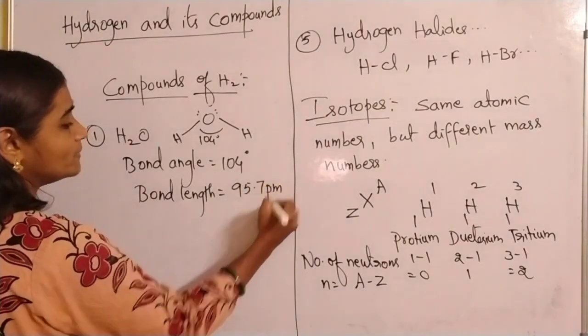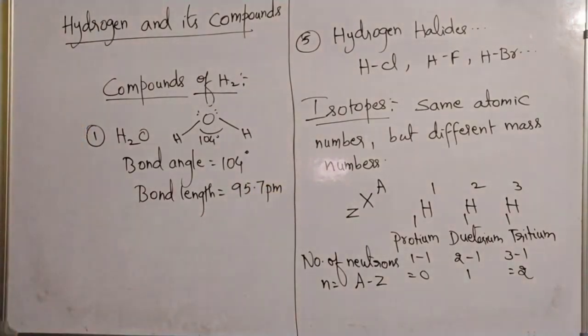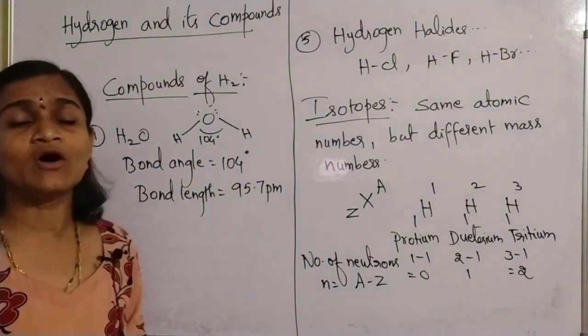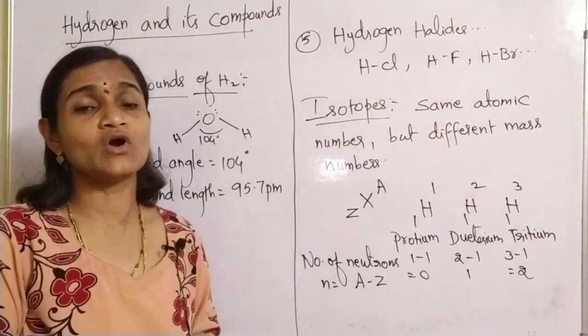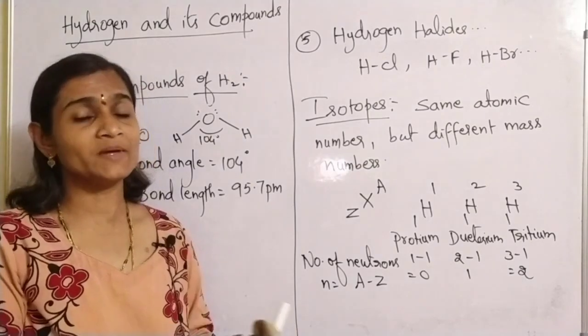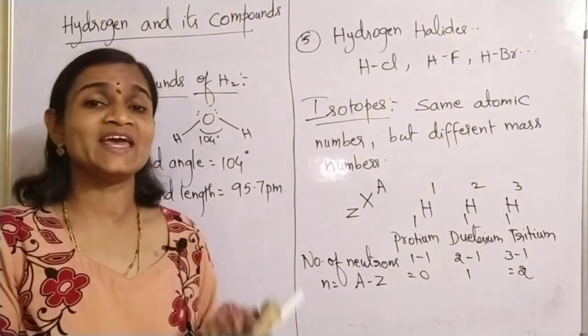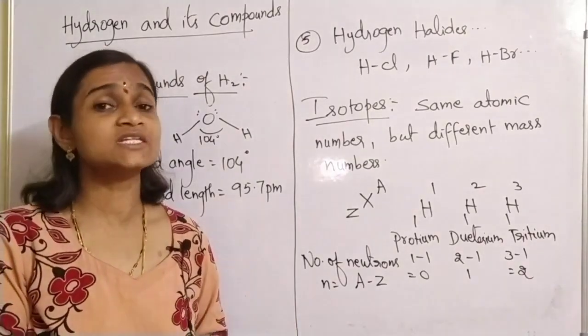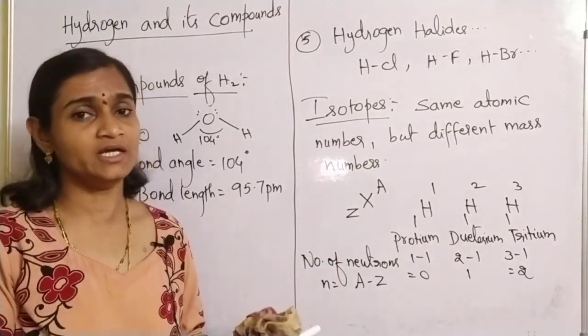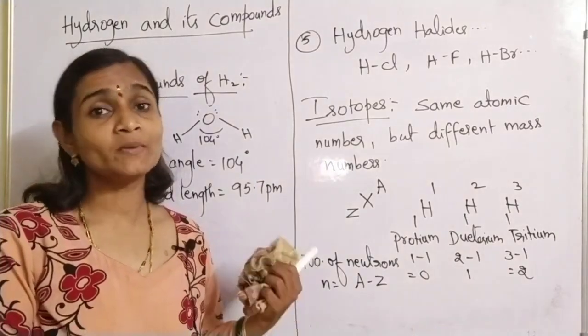95.7 picometers. Sometimes they will ask this kind of question, so you have to focus on that kind of questions also. And the crystalline form of water is what? Ice. Ice is a crystalline form of water, and ice floats on water because of its lesser density. Ice has an open cage structure because of the presence of what? Hydrogen bonding. Like this you will be learning certain points in the topic of water.